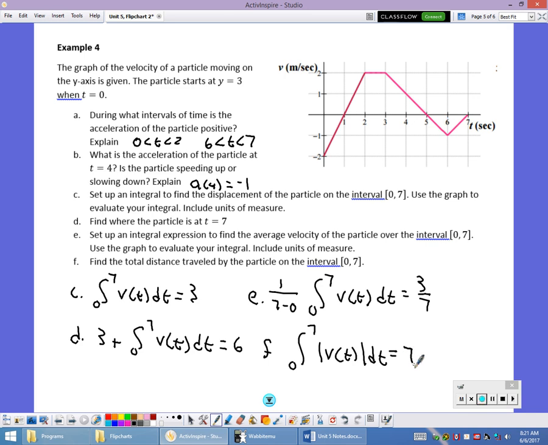Okay, so you've got to connect the velocity with derivatives, graphs, all that kind of stuff, all that integration that we've done, some calculator, some non-calculator. I'll see you soon in class.